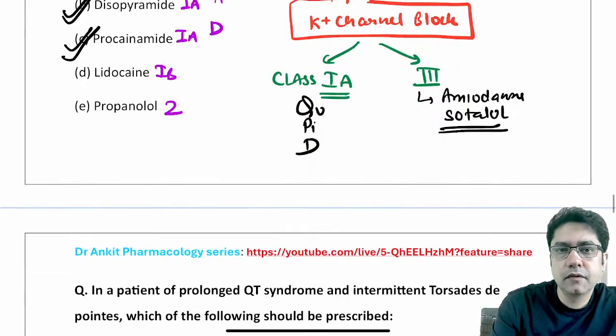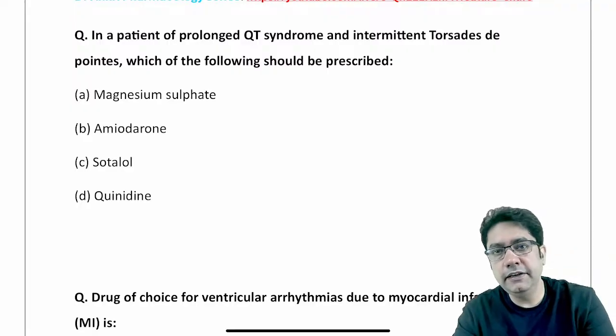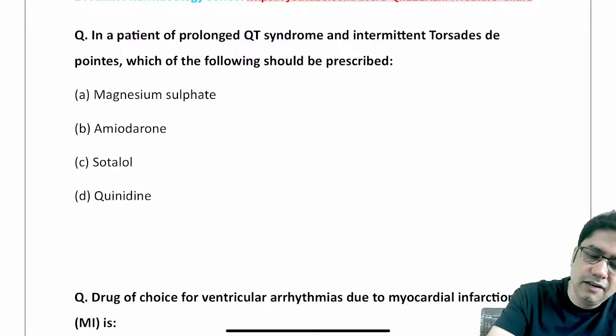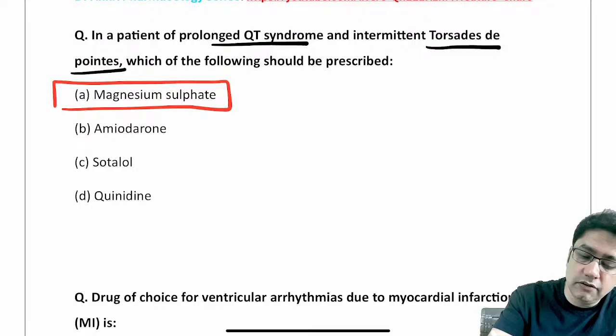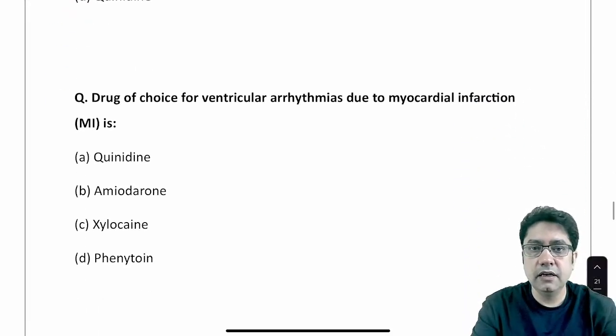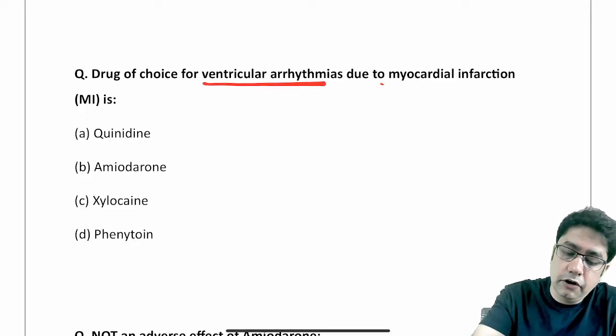Fine. Now, in a patient with prolonged QT syndrome and intermittent torsades de pointes, which of the following drugs should be given? So remember, the drug of choice for torsades de pointes or long QT syndrome is magnesium sulfate. Magnesium sulfate is the drug of choice for TDP. Okay, torsades de pointes.